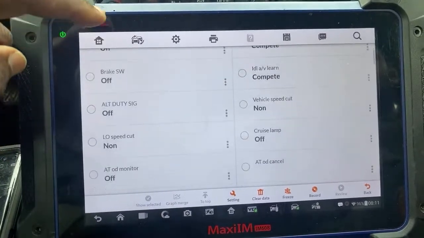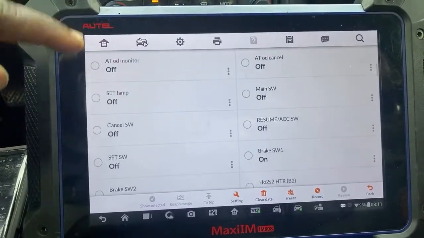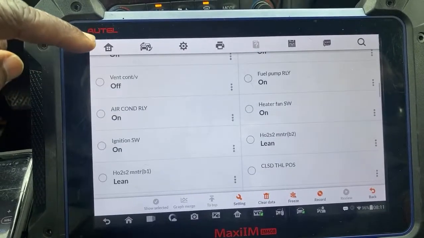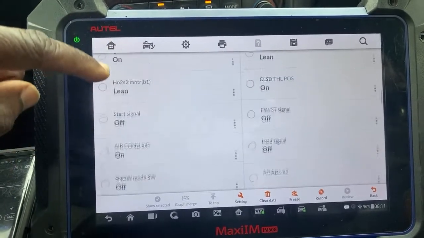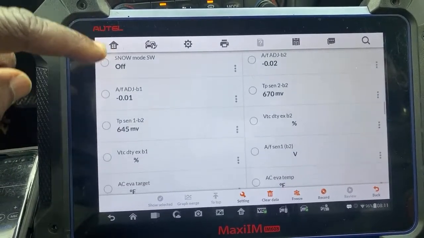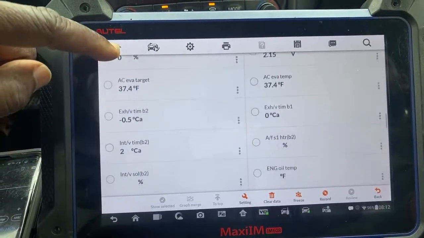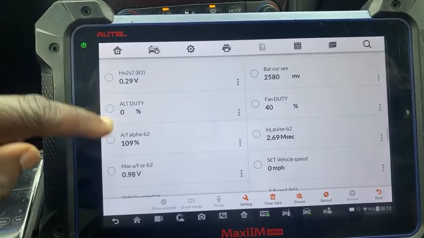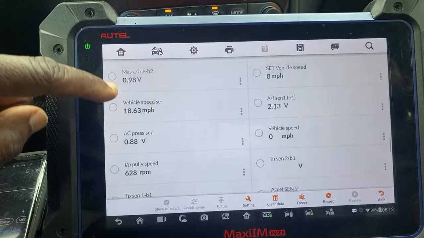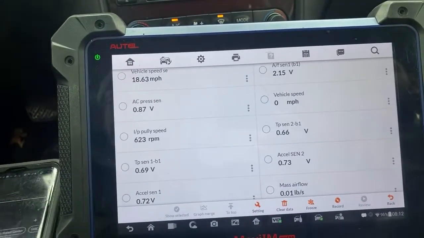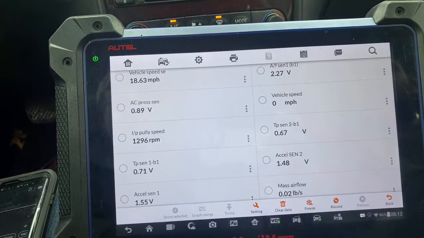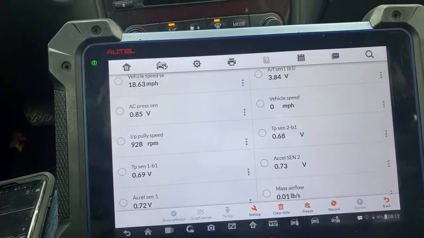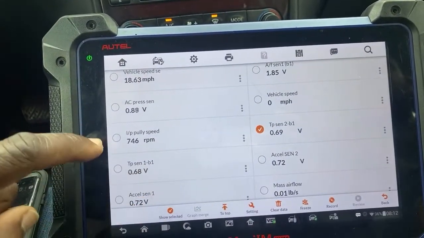Okay. I want to go down. The throttle are okay. O2 sensors. Okay. This is a glitch. So, yes. Okay. I have one here.